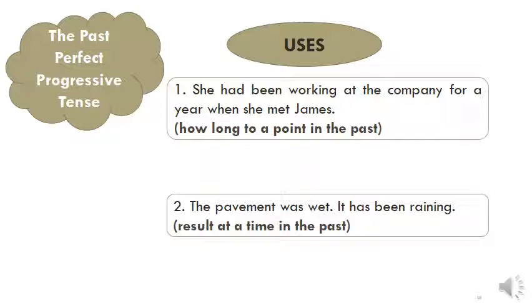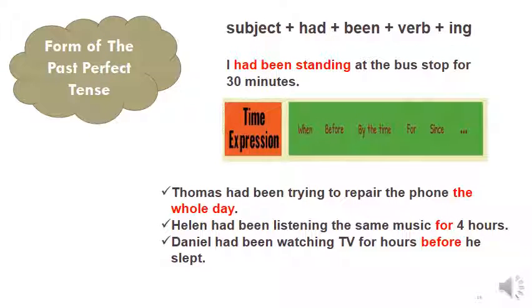Okay, so the pavement was wet, it has been raining. The baby is sick, he had been eating ice cream. Okay, so this is how we relate the uses. Now we move to the form of the past perfect. Subject plus had plus been plus the verb plus ing. So I had been standing at the bus stop for 30 minutes.